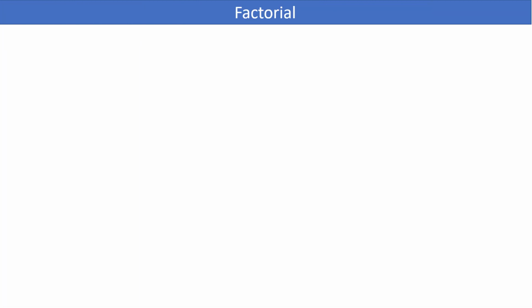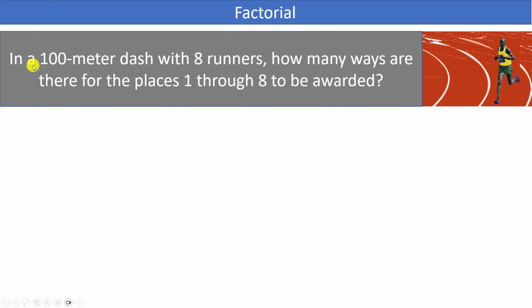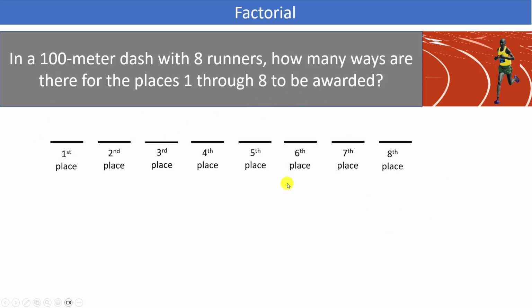All right, the next thing to talk about is factorial. Let's say that we have the 100-meter dash, which has 8 runners, and we want to know how many ways there are for the places 1 through 8 to be awarded. Really, this is just another case of the multiplication rule of counting. We've got 8 different places to assign, so we have 8 different blanks. How many possibilities are there for first place? If there are 8 runners, then there are 8 possible people who could come in first place. So we're going to put an 8 in that first blank.